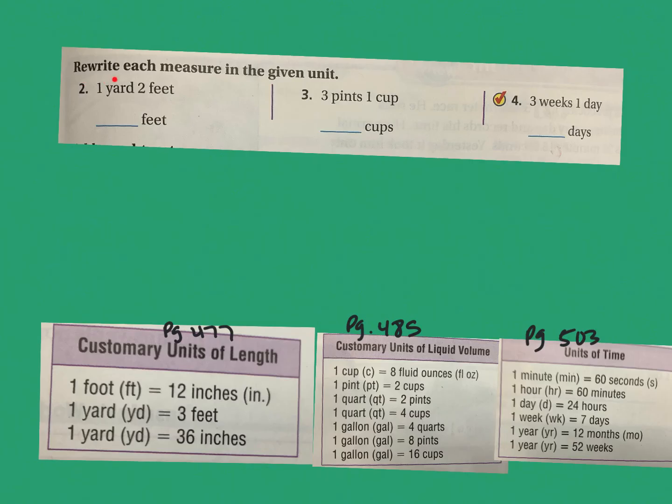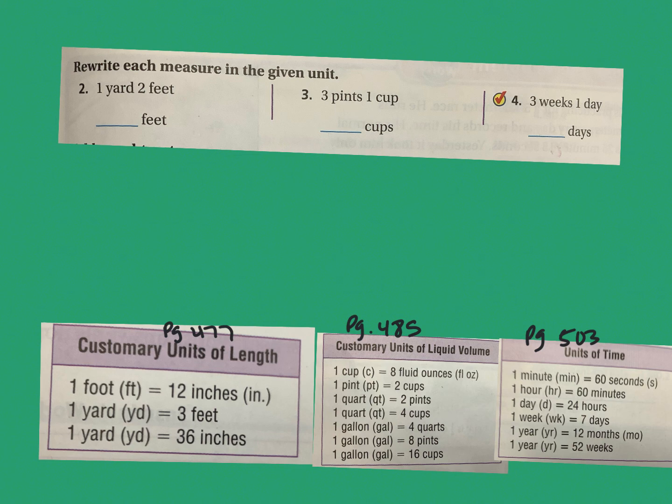For this part of the share and show, they want us to rewrite each measure in the given unit. We have yards and feet. They want it in feet. I brought over this key from page 477. 3 pints and 1 cup. They want it all in cups. I brought over this helpful key from page 485. And then 3 weeks and 1 day. They want it in days. I brought over this helpful tool from page 503. These will help us answer these.